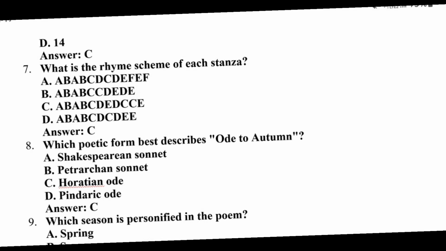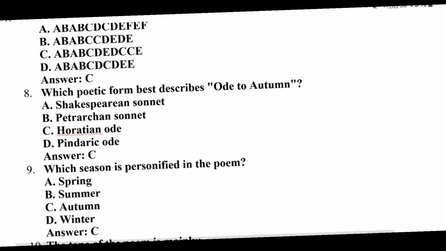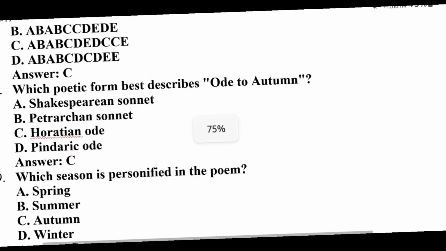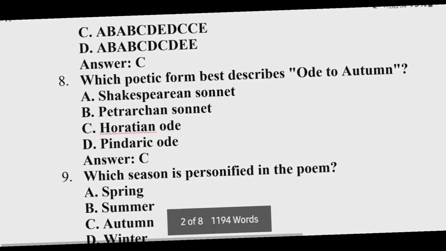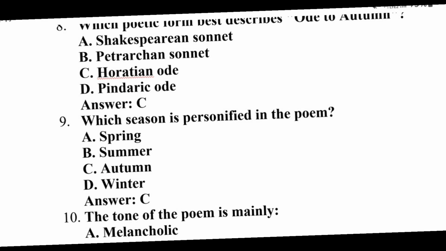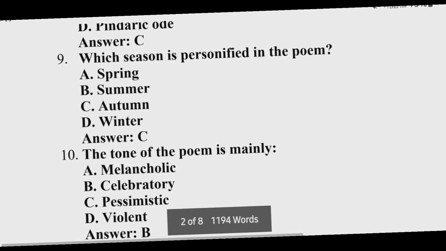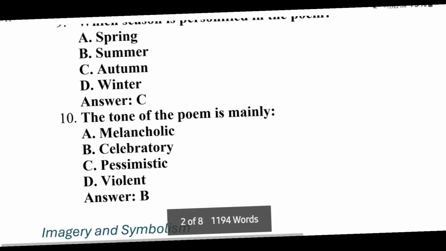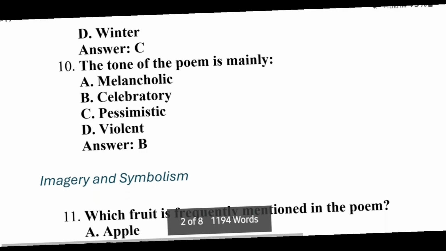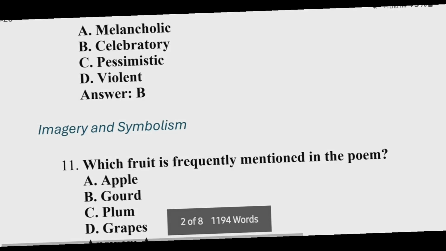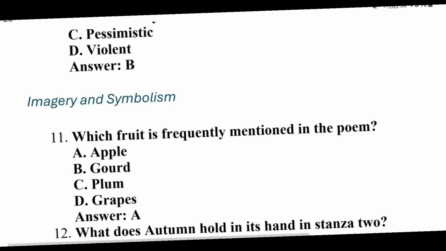Which poetic form best describes Ode to Autumn? It's Horatian ode. Which season is personified in the poem? The autumn season. The tone of the poem is mainly celebratory. Now some imagery and symbolism of this poem. Which fruit is frequently mentioned in the poem?